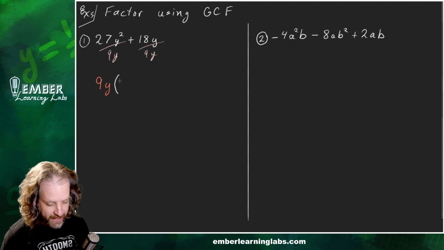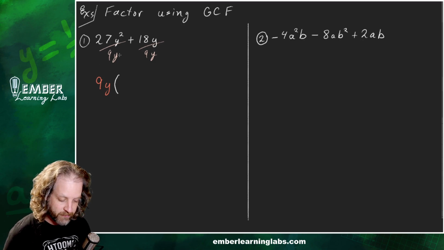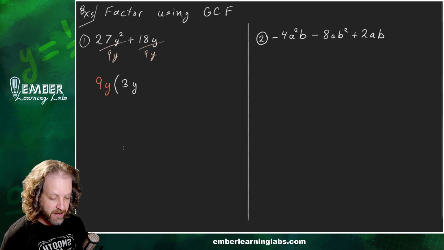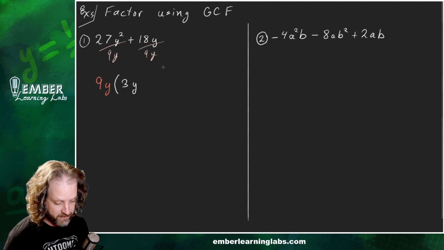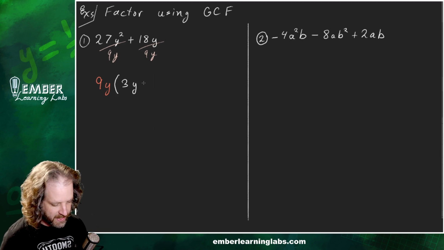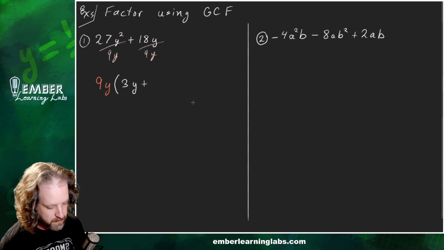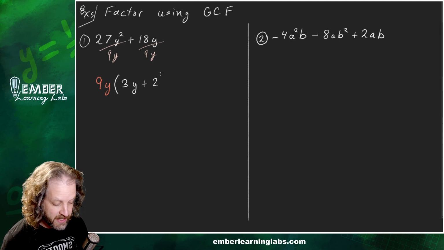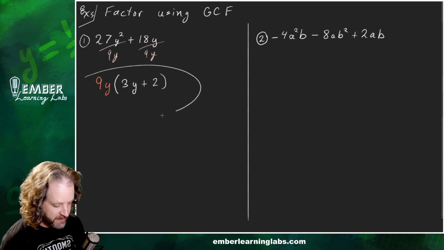So what is left when we factor out a 9y out of this first one? Well, it's a 3 because 27 divided by 9 is 3, and then there's just one y left. Y squared divided by y is just one y left, right? And then plus 2, because 18 divided by 9 is 2, and then there aren't any y's left. And so this is now factored.